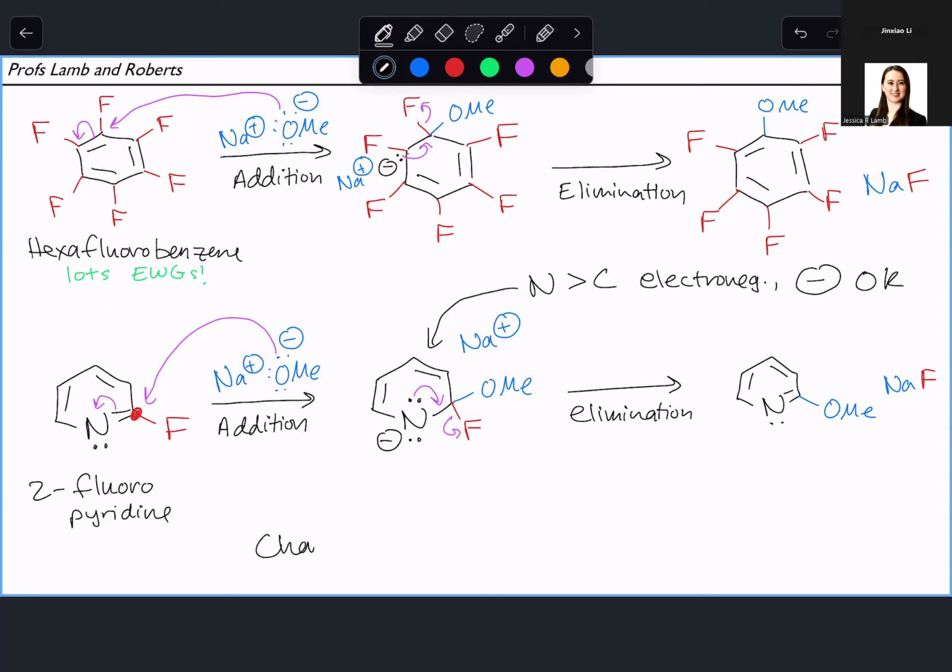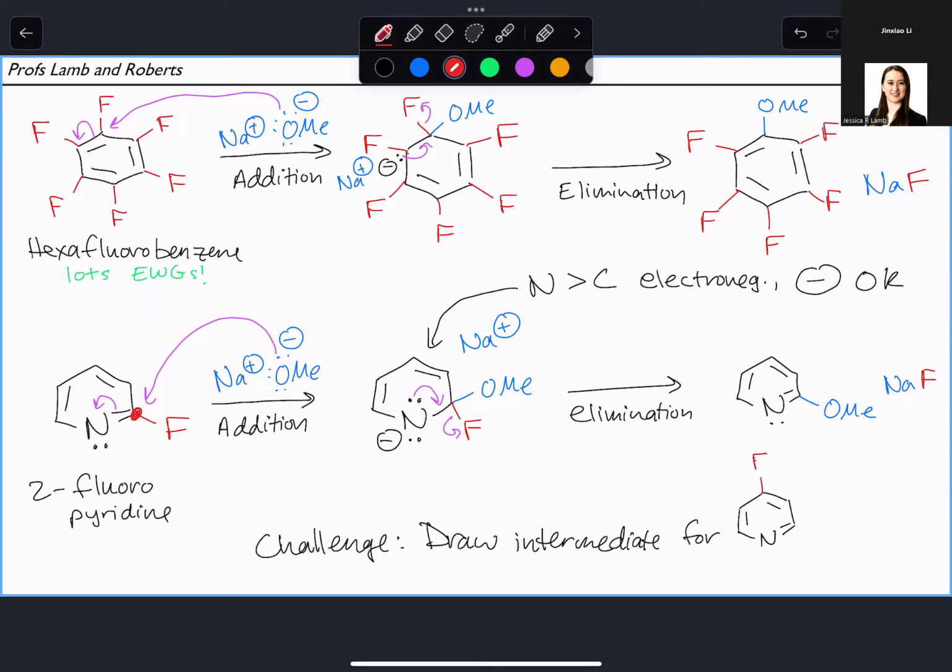So this is my challenge to you, is to draw the intermediate for 4-fluoropyridine. So that is when the fluorine is back here. Okay, so I will include the answer to this challenge in my notes when I post it later today. But that is my challenge to you, is can you use this information to draw the mechanism and rationalize why this intermediate is also stable for 4-fluoropyridine?